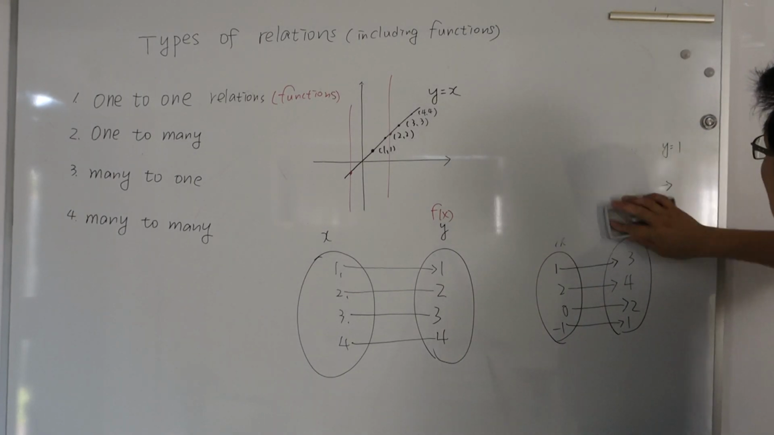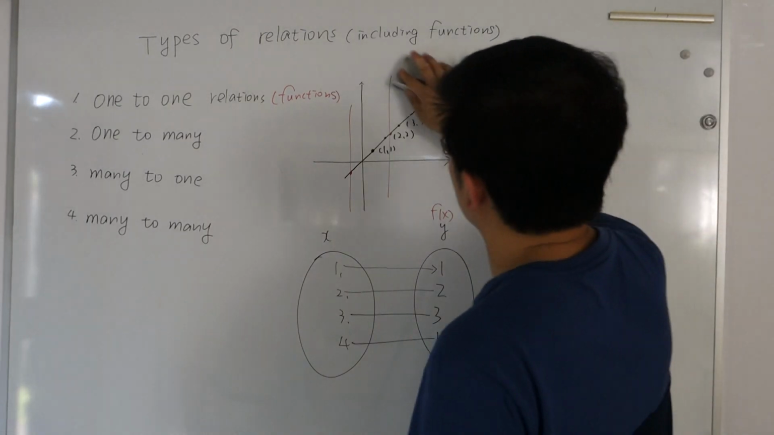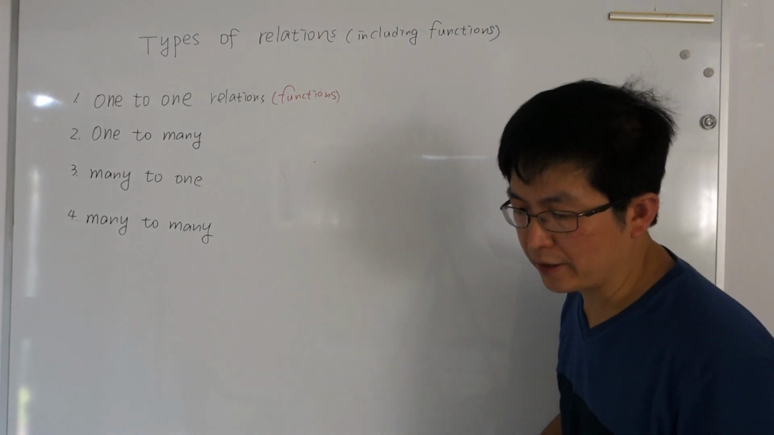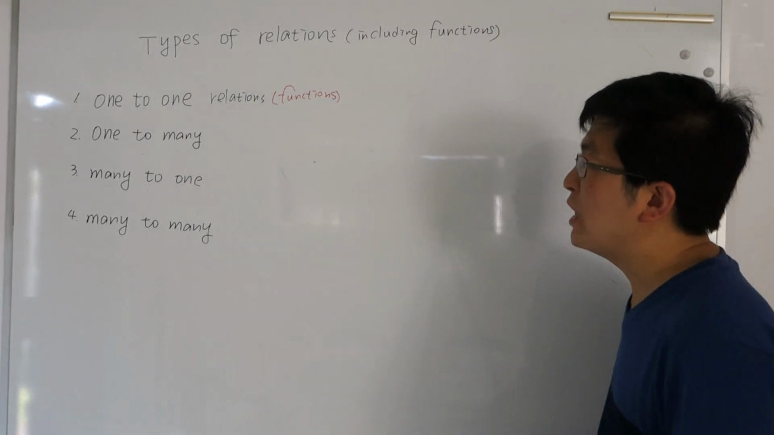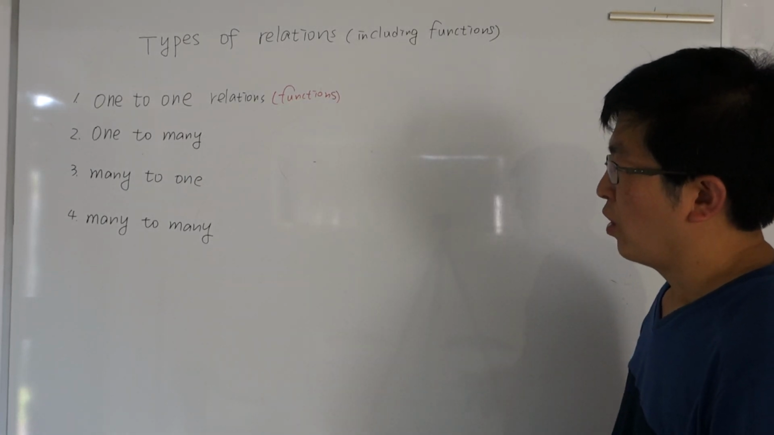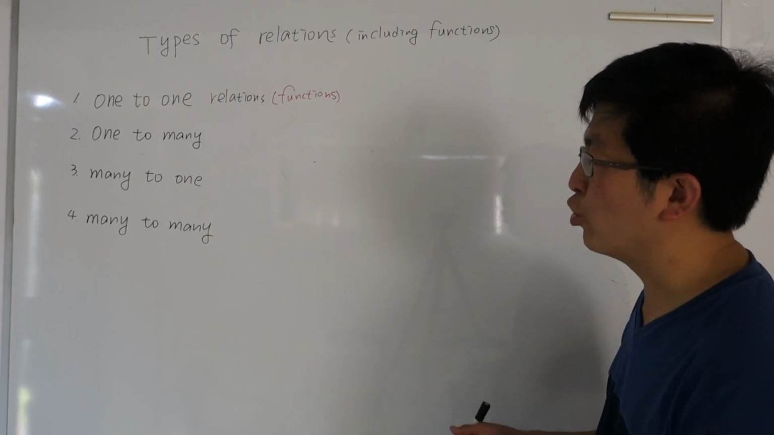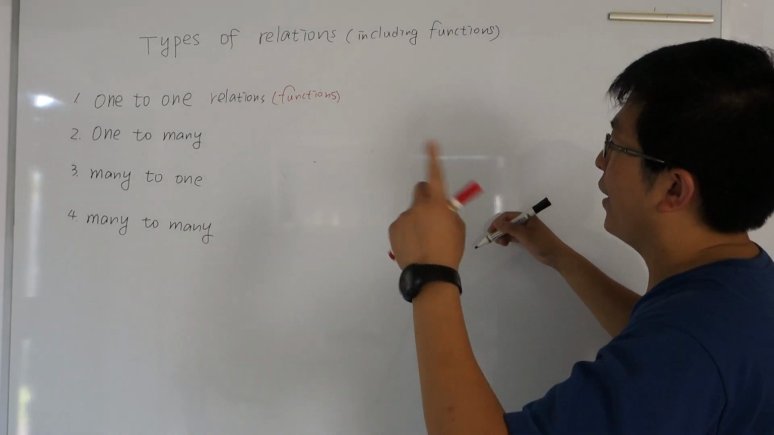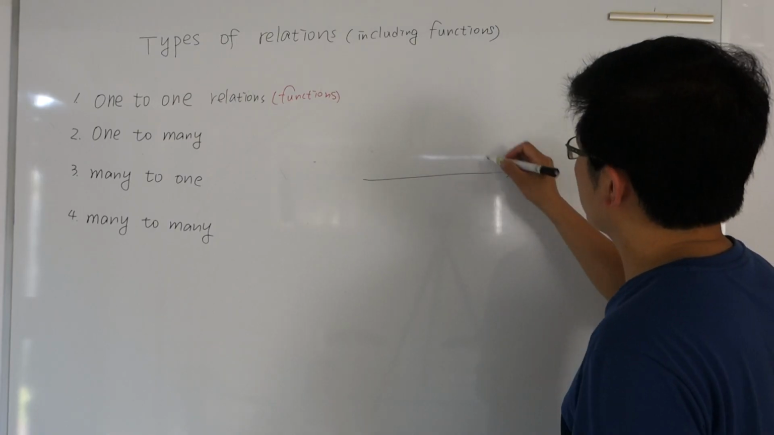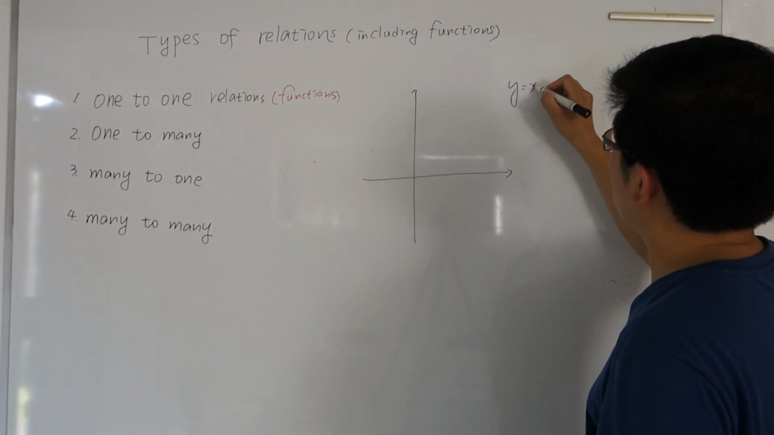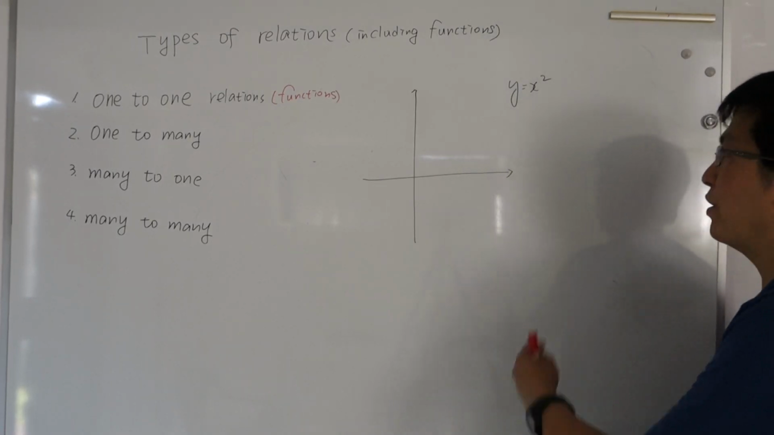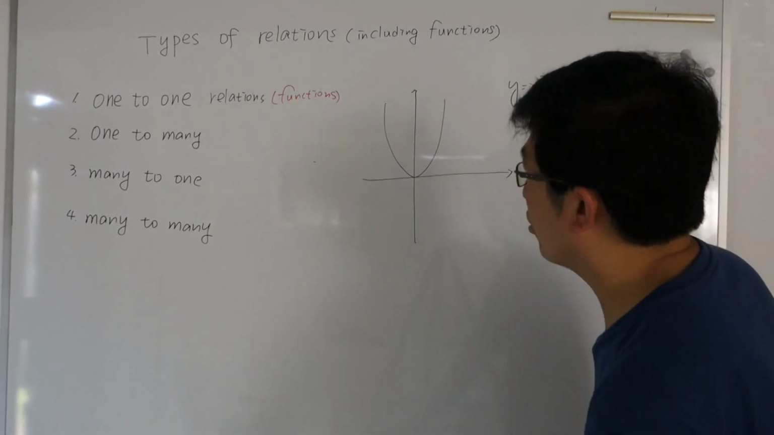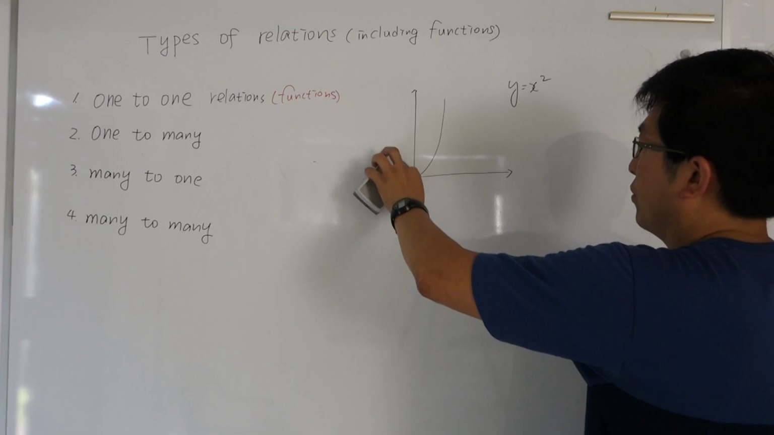Okay, now we talk about one-to-many. What's one-to-many? You mean one x value can have more than one, at least two, y values. For example, there is one very, very important. Remember, y equal to x squared, that's a quadratic equation, right? You learned it very early. The graph is like this one. But I will show you another graph, very important.